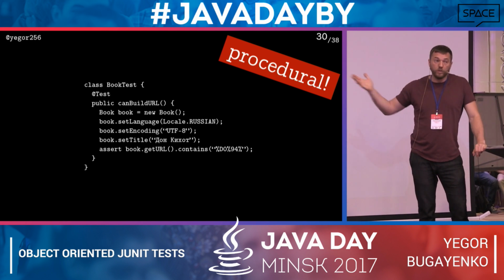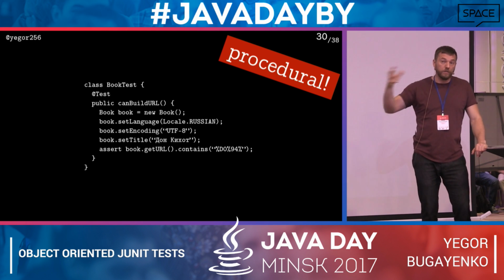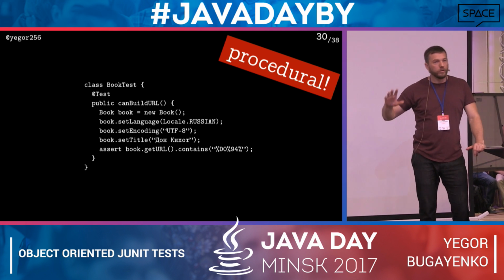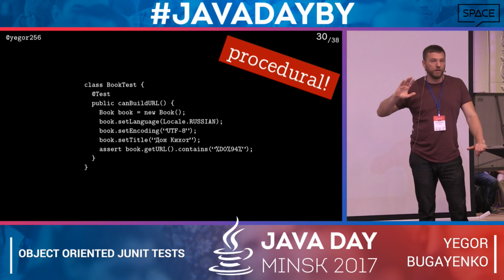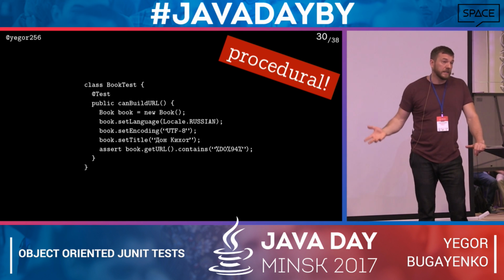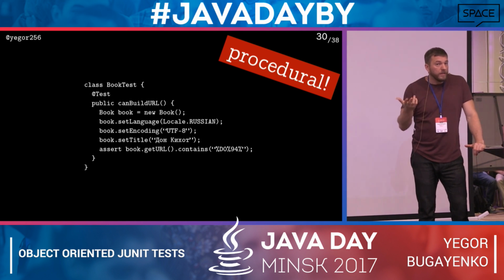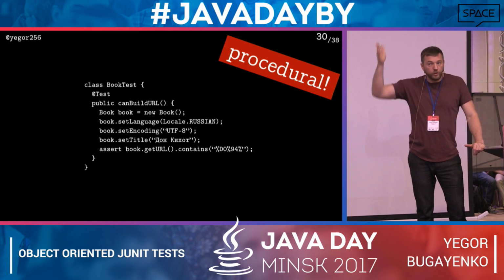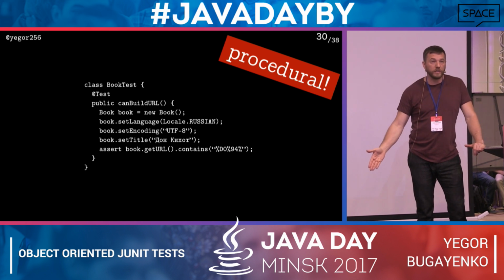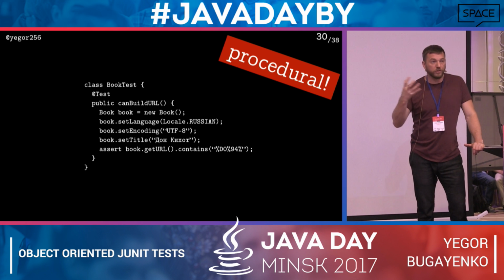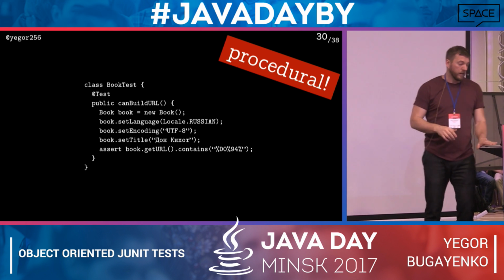If you would see that code in the real code, not in a unit test, I would say definitely that's procedural, you're doing something very wrong. But in unit tests, maybe it's wrong as well. Maybe we shouldn't have that flat line of statements. We need something more structured and more object-oriented.